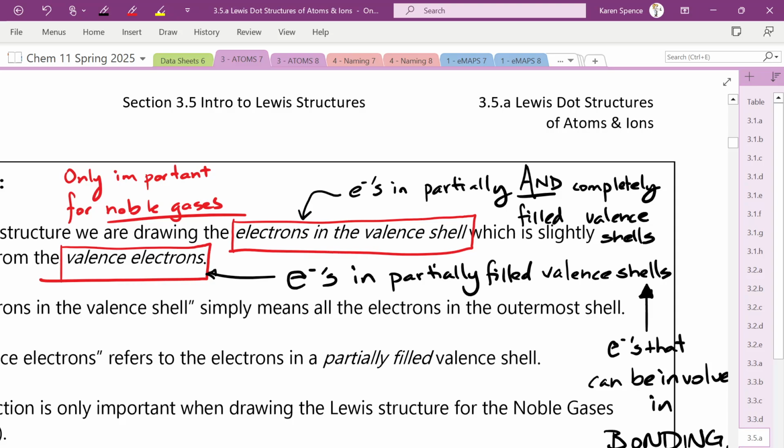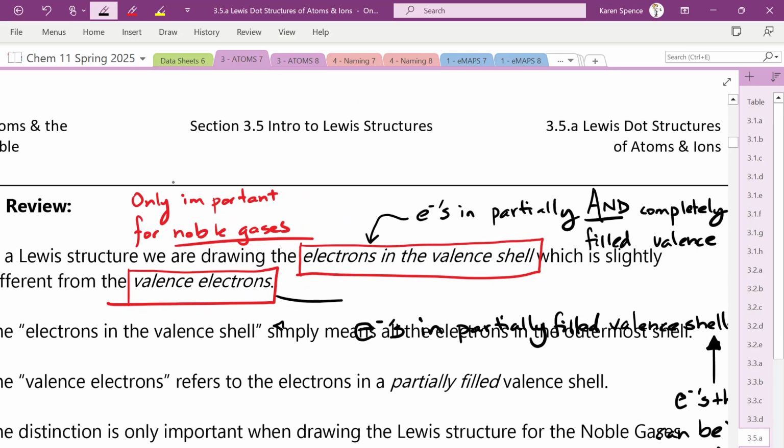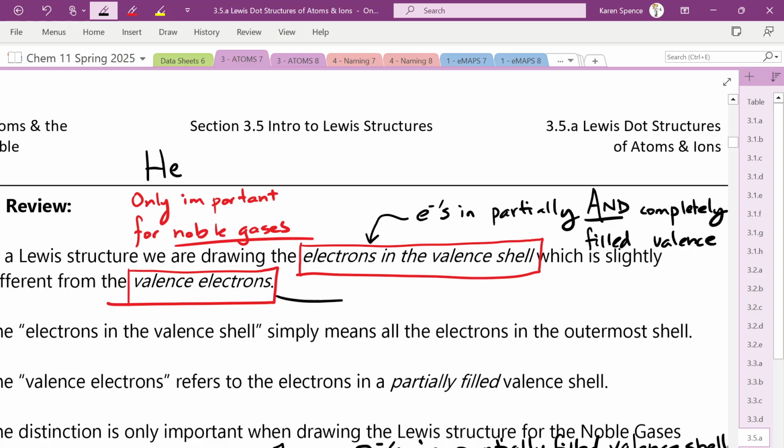I know. Okay, so here's the difference: when you're in group 18, the electrons in the valence shell actually count. And when we're drawing a Lewis dot structure, we draw those electrons, even though we have 0 valence electrons. For helium, we would draw the Lewis structure with 2 electrons. For neon, we would draw it with 8 electrons. 1, 2, 3, 4, 5, 6, 7, 8. We would not draw it with nothing. Does that make sense?